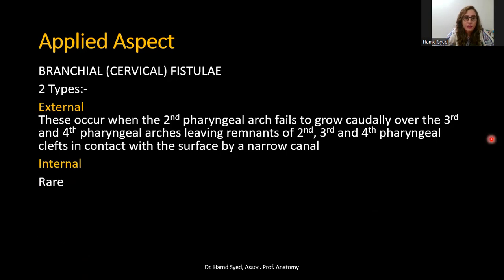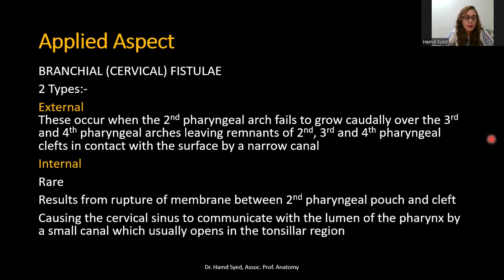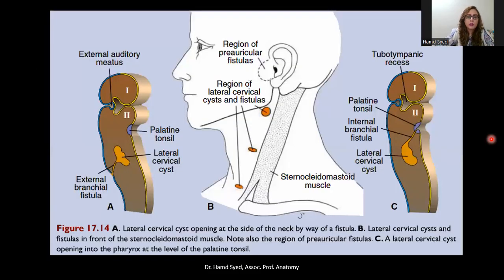Whereas the internal branchial fistula, which is the less common type, occurs due to rupture of the membrane between second pharyngeal pouch and cleft. And this causes the cervical sinus to communicate internally with the lumen of the pharynx by a small passage or canal, which usually opens in the tonsillar region. So let's look at both these types in these simple diagrams.